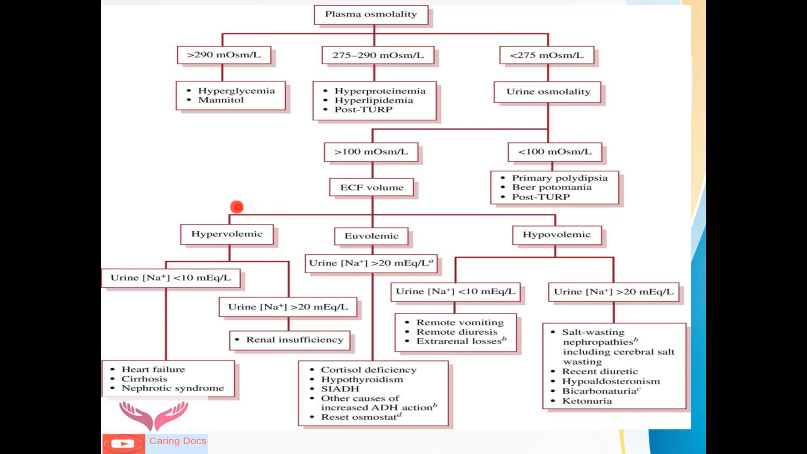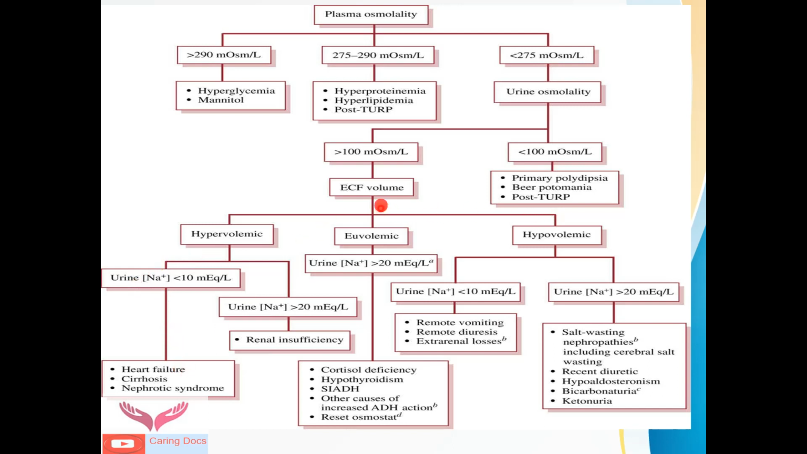If the patient is edematous or hypervolemic, you check his urine sodium concentration. If it is more than 20 milliequivalent, meaning he is excreting more sodium in the urine, his kidneys are not working properly, so it is a case of renal insufficiency or renal failure. If he is excreting less than 20 milliequivalent per liter of sodium in the urine, then this is a case of heart failure, cirrhosis, or nephrotic syndrome.